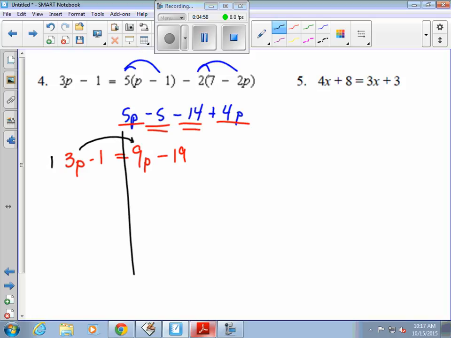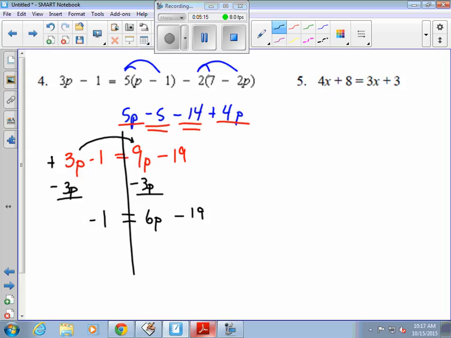It's positive 3p, which means plus, so subtract 3p to undo it. If you subtract it from the left, subtract it from the right. 9p minus 3p is 6p. You still have negative 19 there, and it's still equal to negative 1. Don't lose the negative right there.